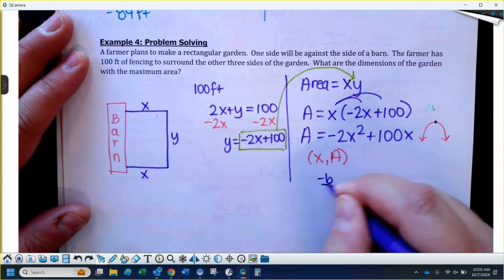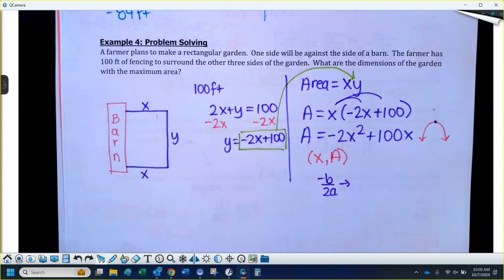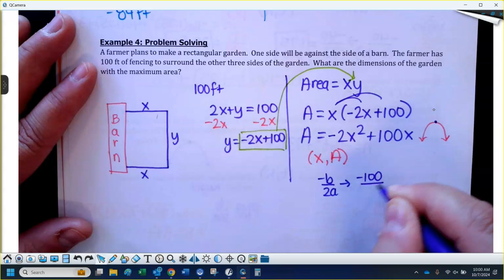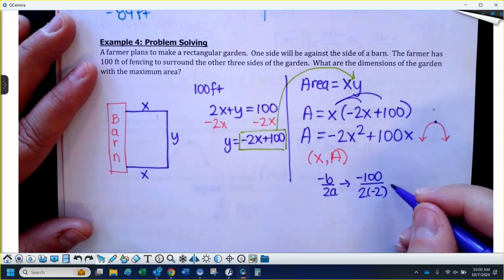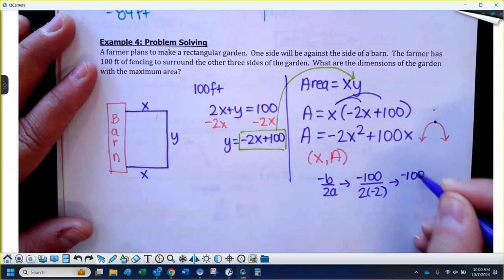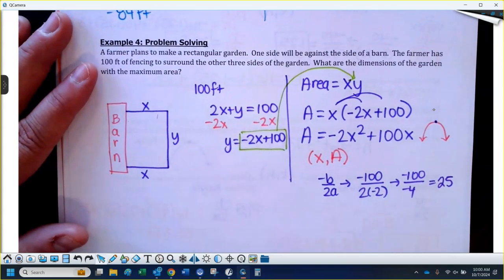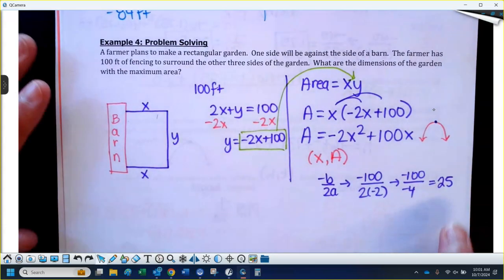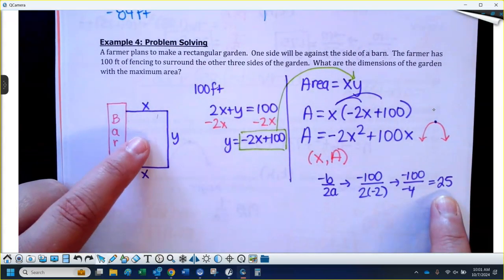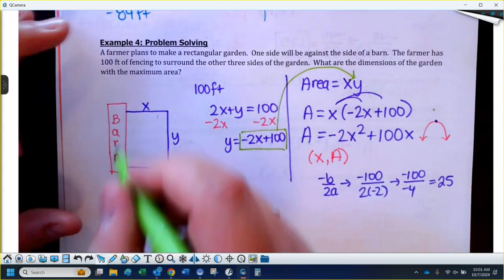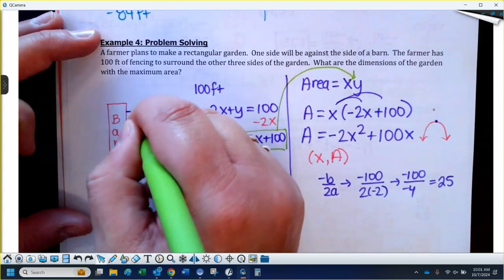So I'm just going to do negative b over 2a. That'll give me the x value. And there's a couple different ways you could get the y value and a couple different ways you could get the area. But if I do that, opposite of b would be negative 100 over 2 times a, which is 2 times negative 2. So this is negative 100 over negative 4, which is the lovely number 25. Now, that's not the area, that is the x-coordinate of the vertex, which would give me this distance. So back in this lovely picture over here, these two sides would both be 25.